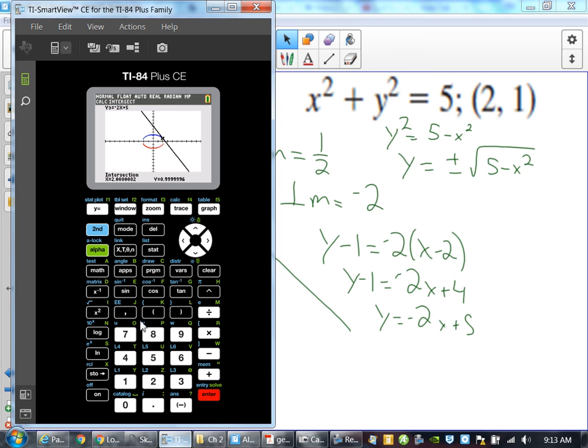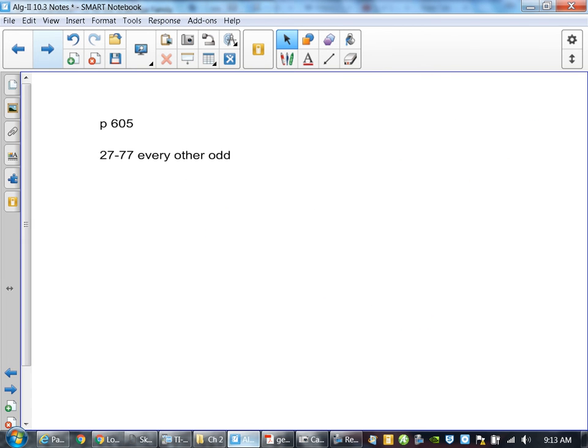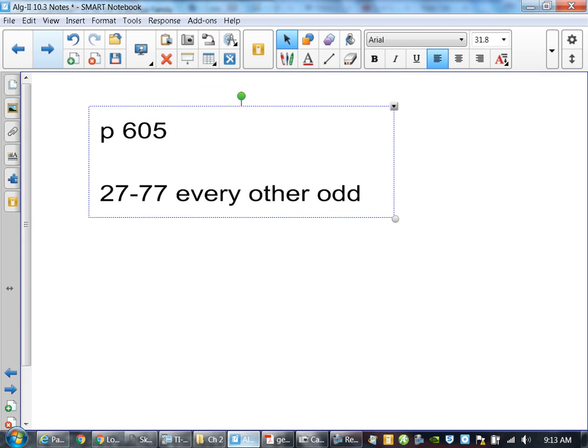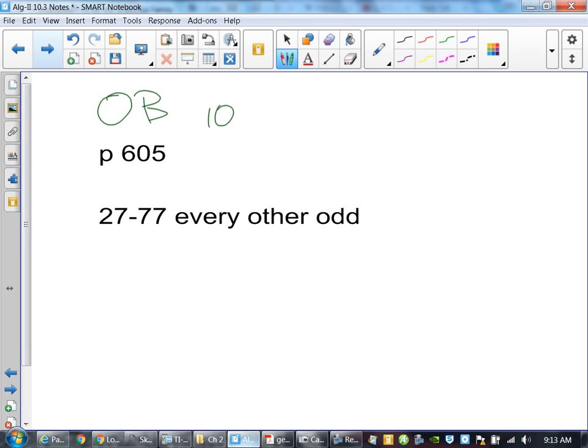Wait, and then you put second calculate what? Intersect. That's another way to check your work to see if it came out right. Wait a second, how did you get the line over? I don't know. I'll show you. I don't think I want you to do all of that. It's not that much. This is OB. It's not.